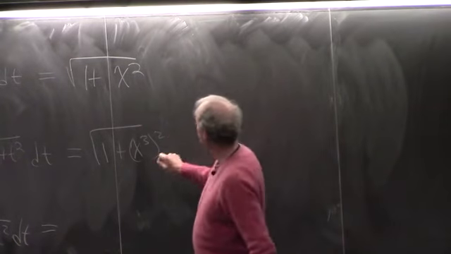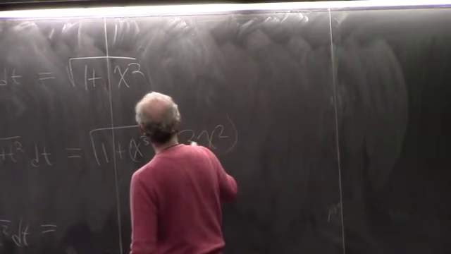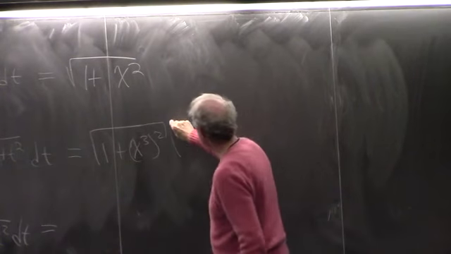Alright, so I forgot to multiply by the derivative of x cubed. There you go. Alright. Don't show off until you can get it right.